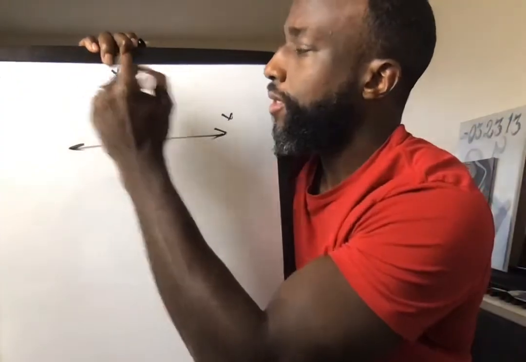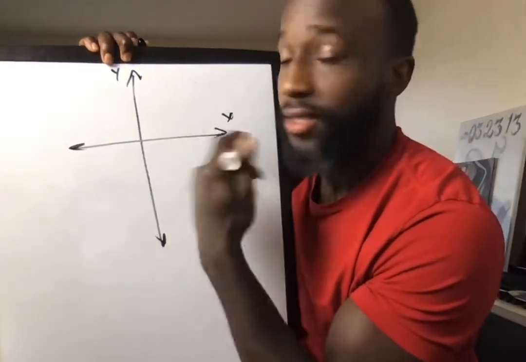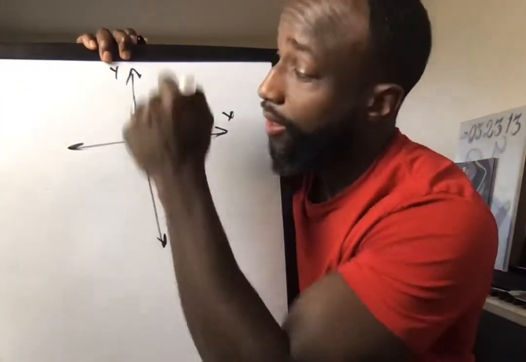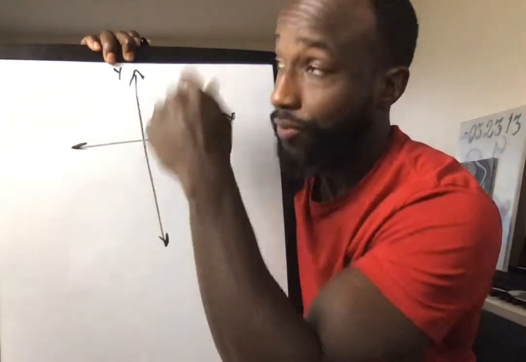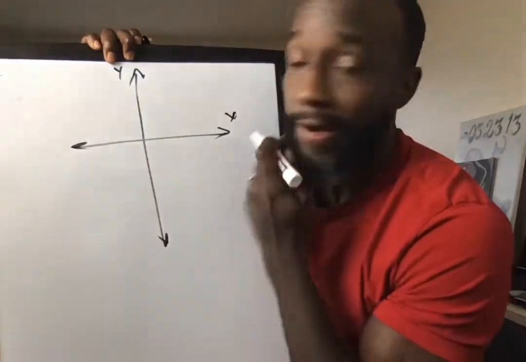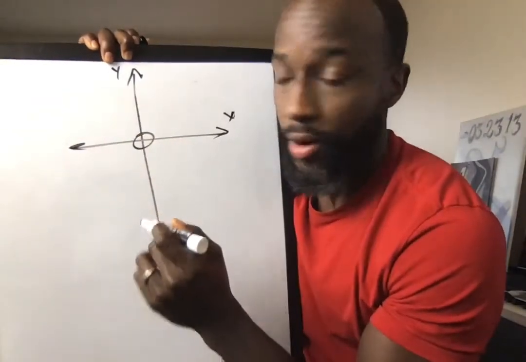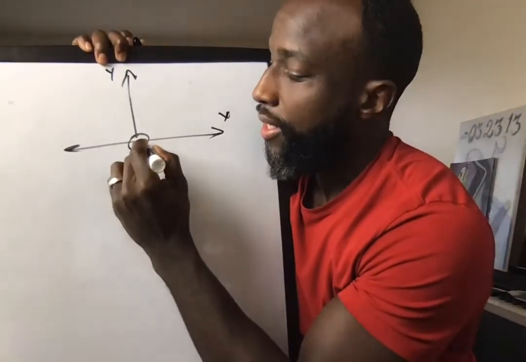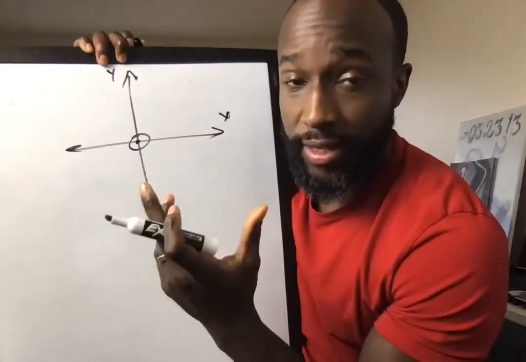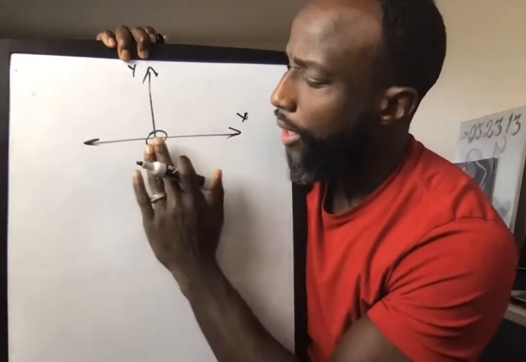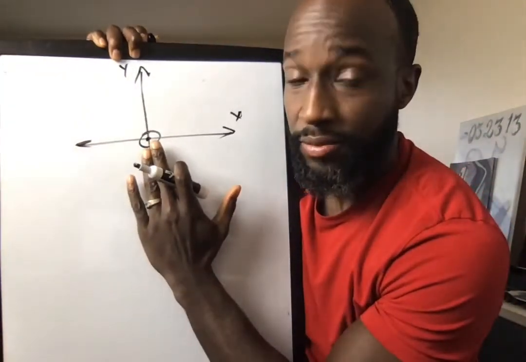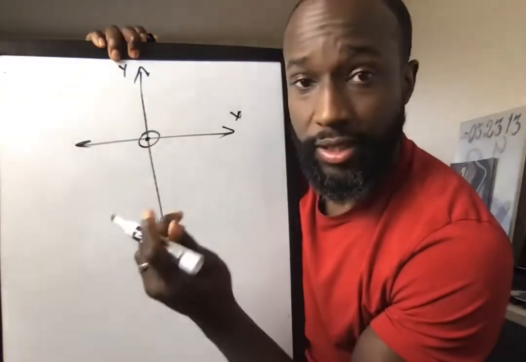A Cartesian coordinate plane contains an x-axis, which goes from left to right, and a y-axis, which goes from north to south, up and down, right? The middle of this coordinate plane is called the origin. This is the place where both the x-axis and the y-axis are zero. If you break this down to just an axis by itself, what you'll see is a number line.